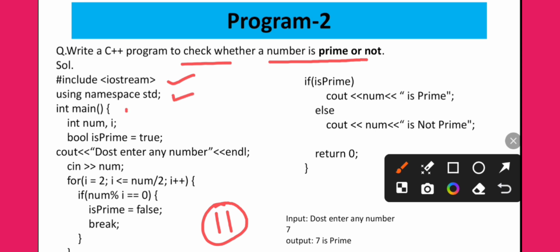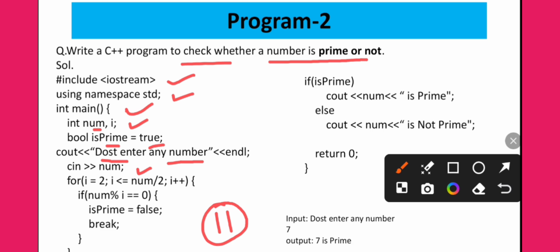We can start the main function by writing int main, and we can take a variable num, and we will take one variable i which we will use inside the for loop. Then we take one boolean variable, isPrime, and initially we set it to true. Then we write cout asking the user to enter any number. So the user will enter a number to check whether it is prime or not. So we write cin num. Then we use the for loop.